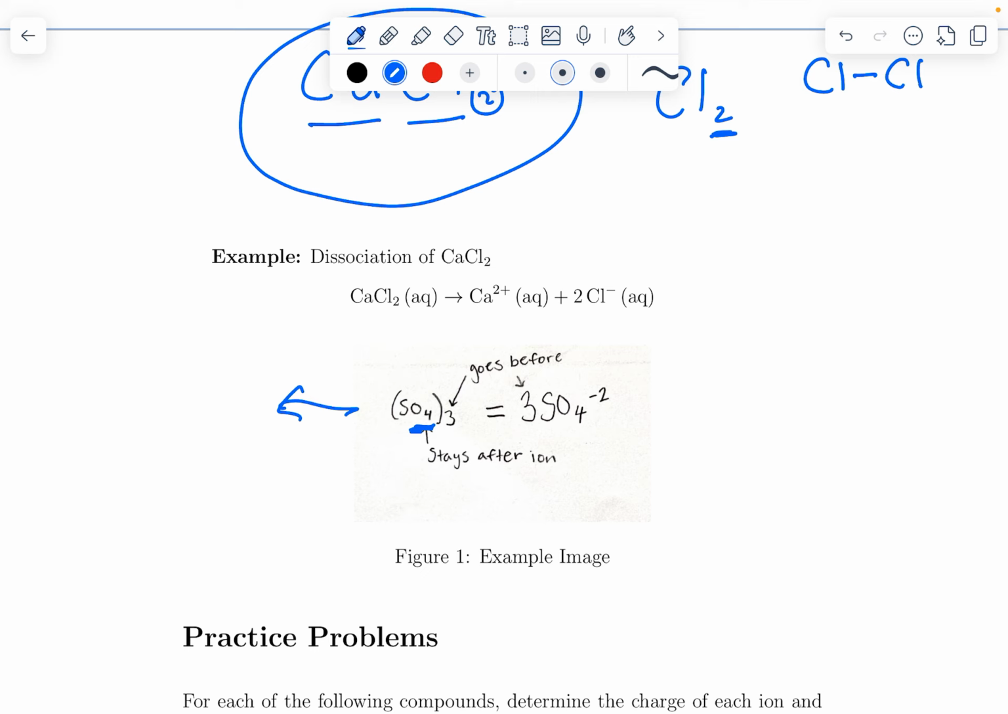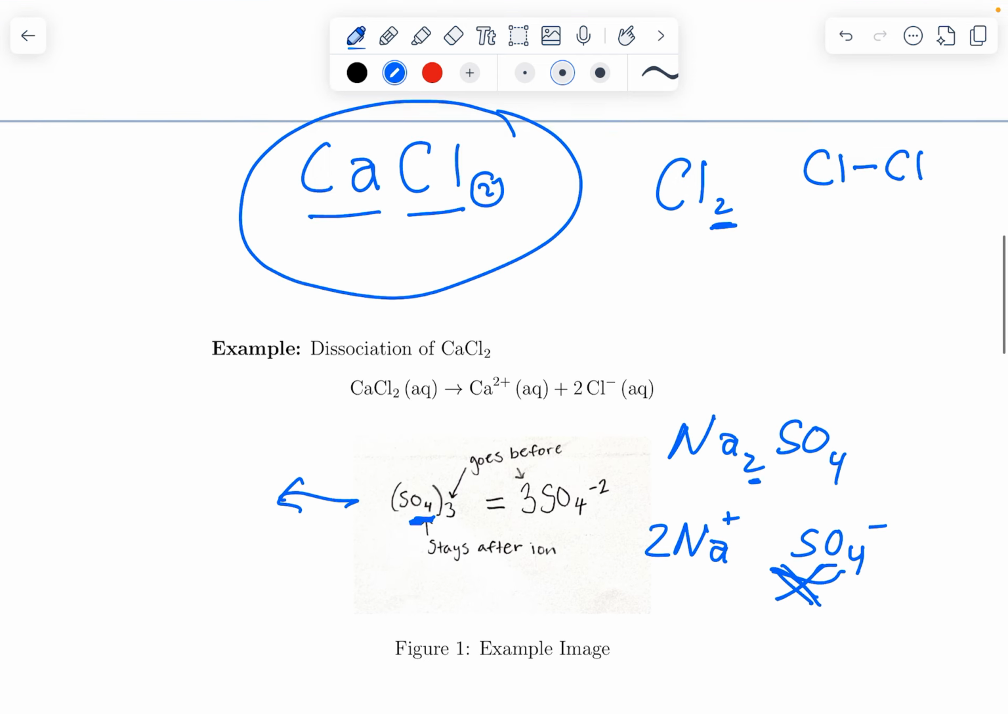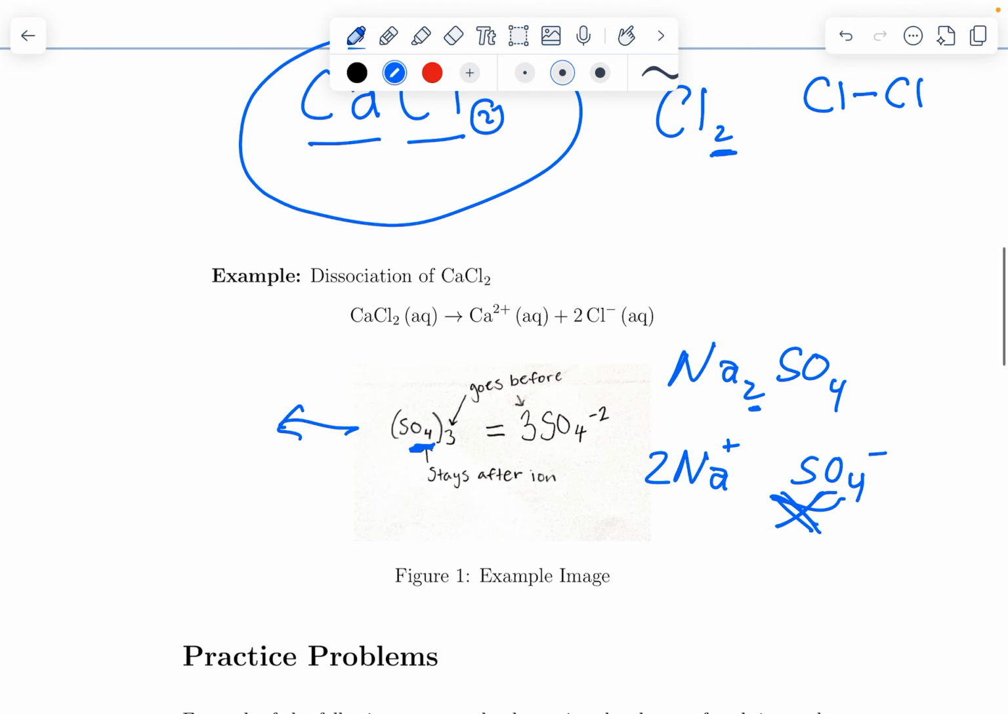Like, for example, if I had sodium sulfate, the metal stays its own. You get 2 sodiums there because of this. The metals go off in their own direction in the water, and the sulfate goes off in its own direction. Notice I don't bring this up here. Don't do that. No.